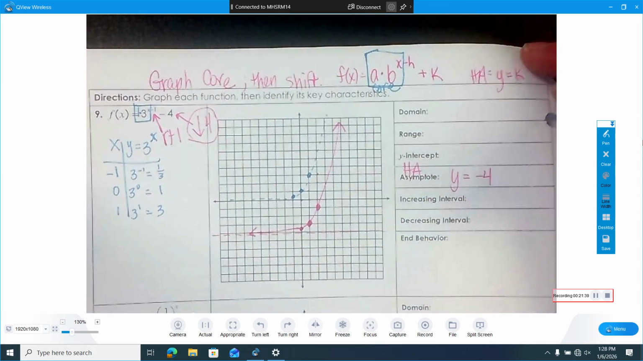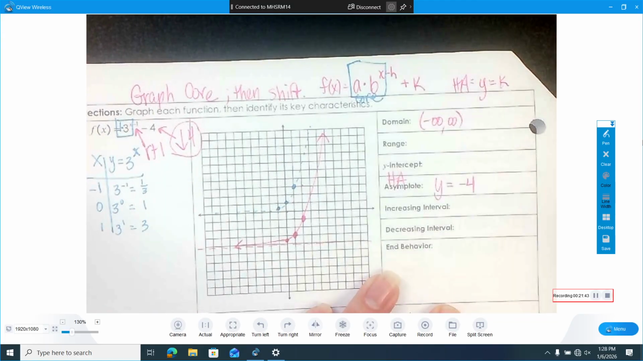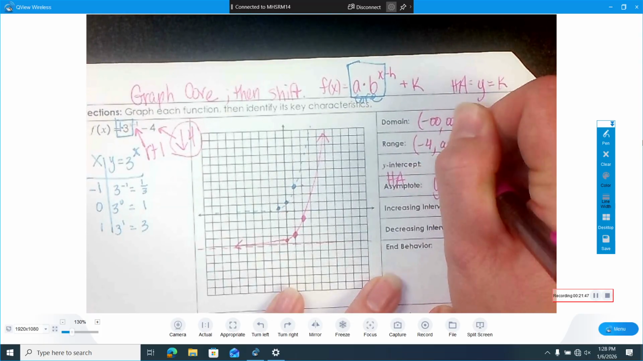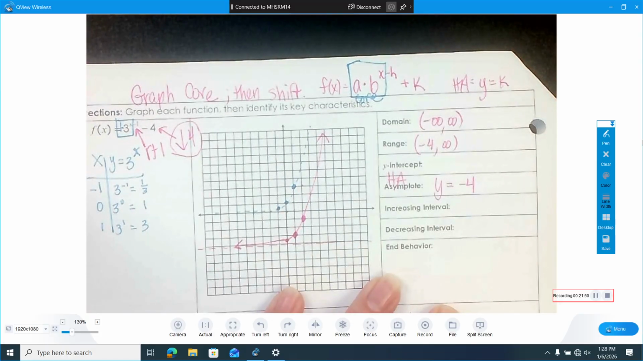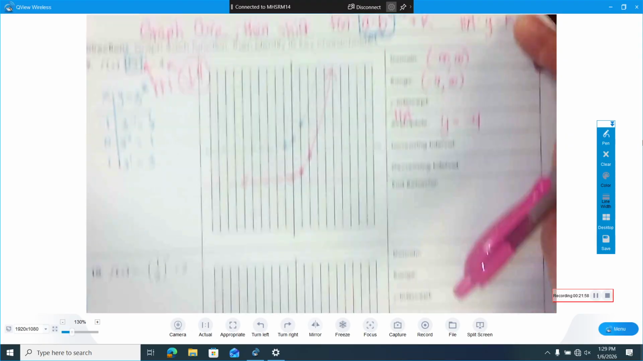What's the domain? Good. Negative infinity to positive infinity. What's the range? Excellent. Negative 4 to positive infinity. Good. Questions on that one? All right. Let's look at number 10.